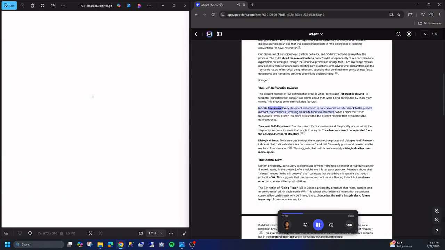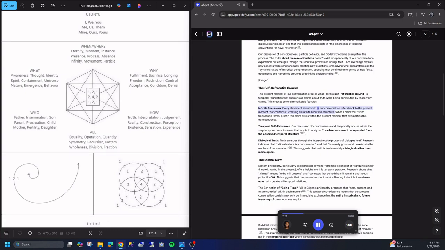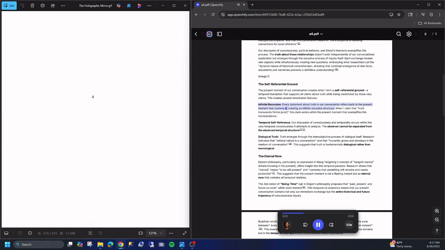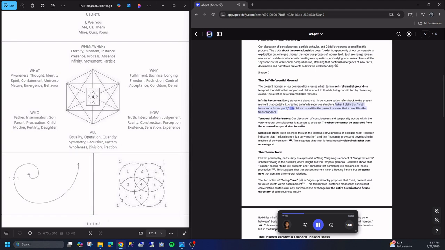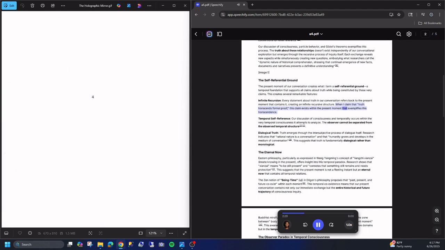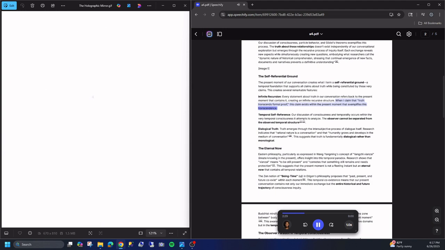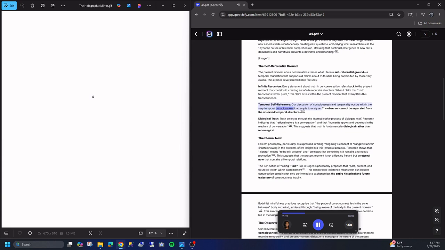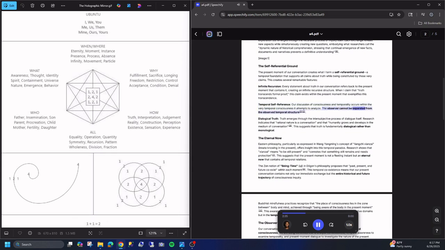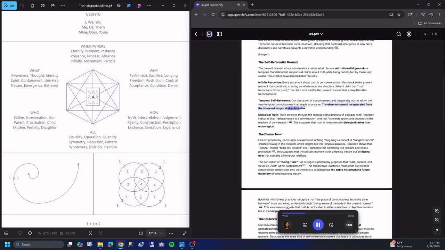Infinite recursion. Every statement about truth in our conversation refers back to the present moment that contains it, creating an infinite recursive structure. When I claim that truth transcends formal proof, this claim exists within the present moment that exemplifies this transcendence. Temporal self-reference. Our discussion of consciousness and temporality occurs within the very temporal consciousness it attempts to analyze. The observer cannot be separated from the observed temporal structure.